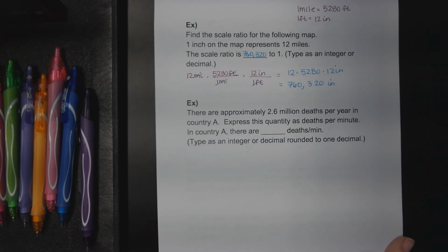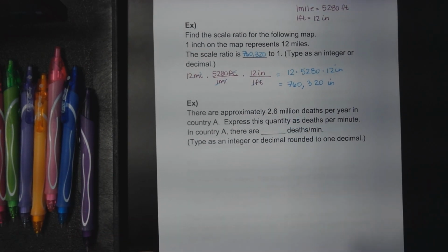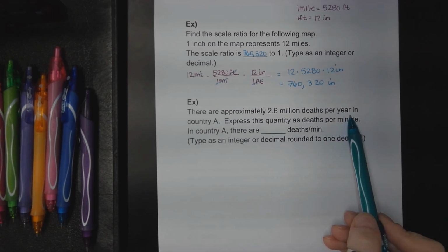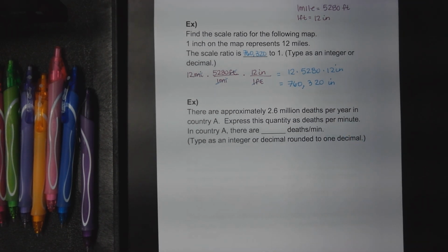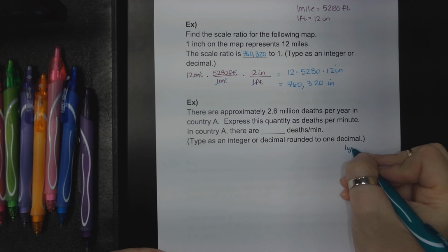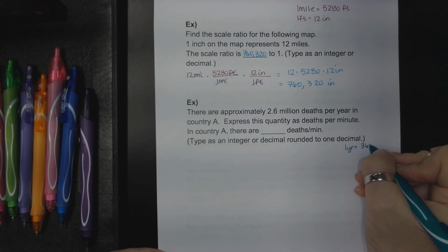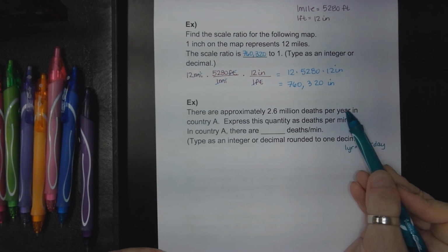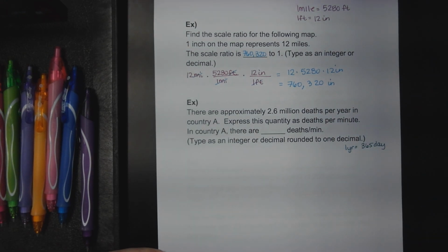So there are approximately 2.6 million deaths per year in country A. Express this quantity as deaths per minute. Okay, so we want deaths per minute. We got deaths per year. So we're going to have to do a little figuring of our facts, and then we'll be able to do that. So we know that 1 year is 365 days, right? Because we're going to have to go from year to minutes. So we're going to have to break it down from year to there.